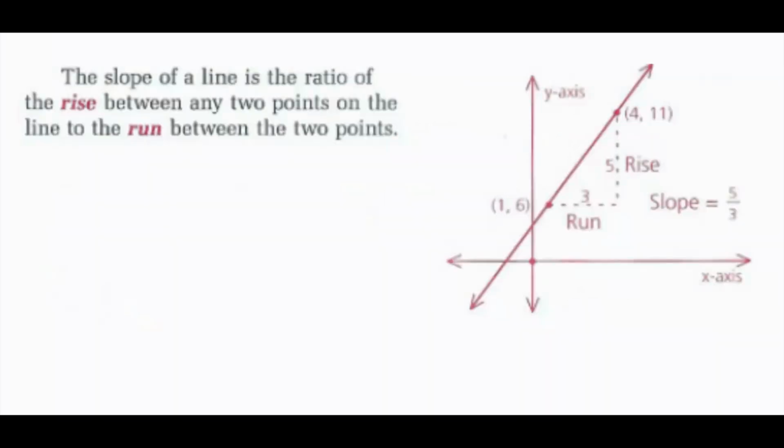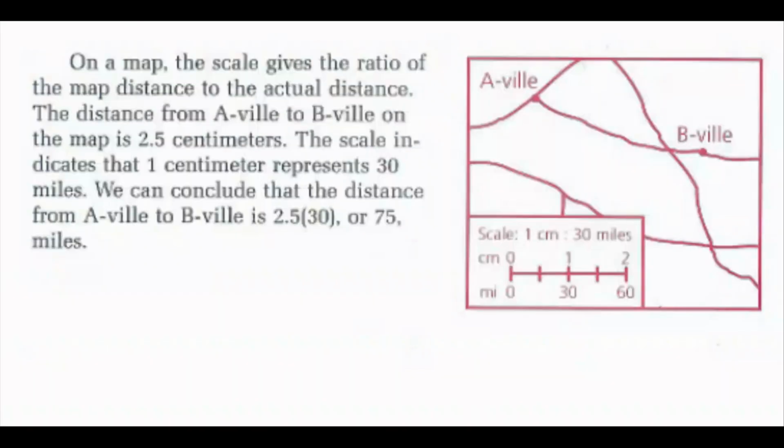Now, a very common type of ratio is slope. The slope of a line is the ratio of the rise between any 2 points on the line to the run between any 2 points. Another common type of ratio is scale on maps. Scale maps give the ratio of the map distance to the actual distance. Here in this example, we can see that the scale is 1 centimeter to 30 miles. So on my map, 1 centimeter represents 30 miles in the real world.